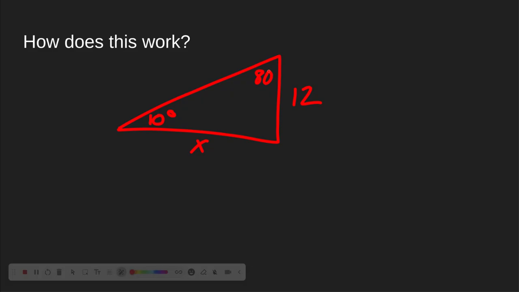Okay, according to the 10, what is the 12? Is it opposite, adjacent, or hypotenuse? Opposite. What's the x? Adjacent. So we say tangent of 10 is 12 over x. You might want to put this over 1 right away. Set up a proportion. We've been doing a lot of proportions. Can somebody give me the tangent of 10 to 5 decimal places? .17632. That's what the tangent of 10 is.